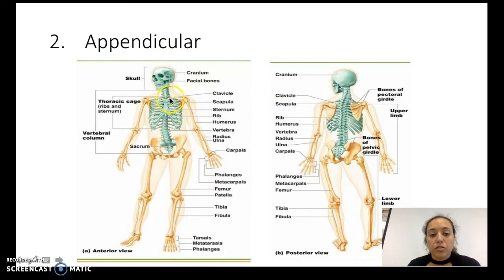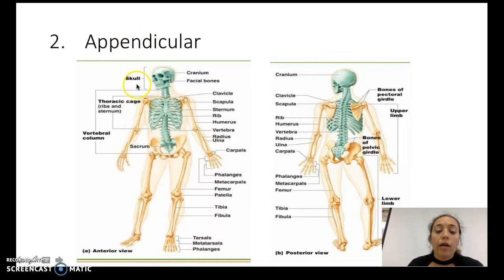And I really like this picture because you can see it's the clavicle and your scapula, which is like your back, like your shoulder, all the way down. So you'd have your humerus, radius, ulna, carpals, metacarpals, phalanges. You'd have your pelvic girdle, excluding the sacrum and coccyx, the femur, tibia, fibula, tarsals, metatarsals, and phalanges.